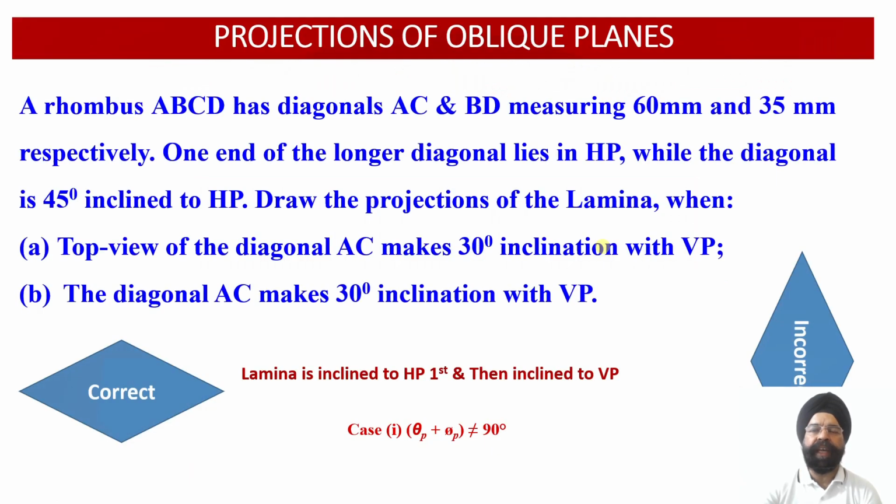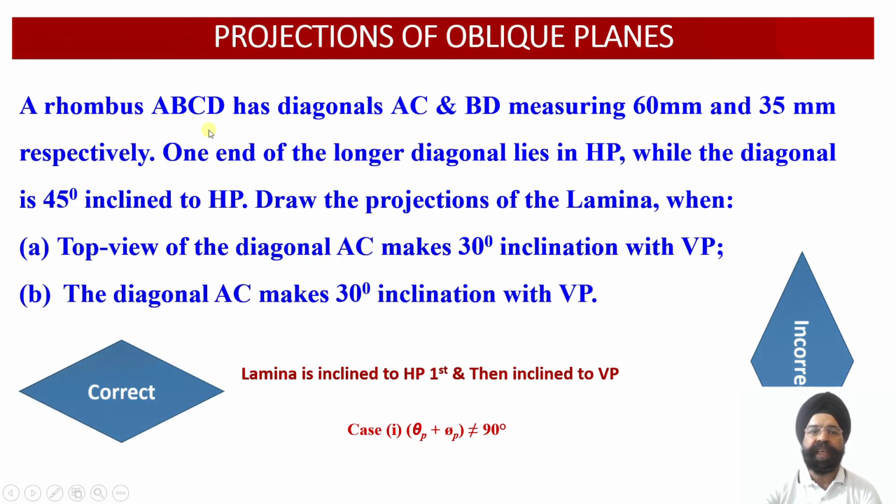An oblique plane is a plane which is inclined to both the horizontal plane as well as the vertical plane. So let us first of all evaluate the order of inclination of this plane or the lamina with respect to the two reference planes.